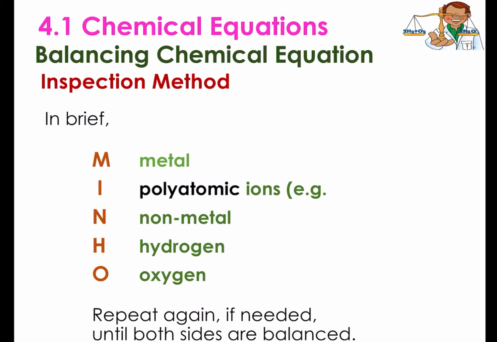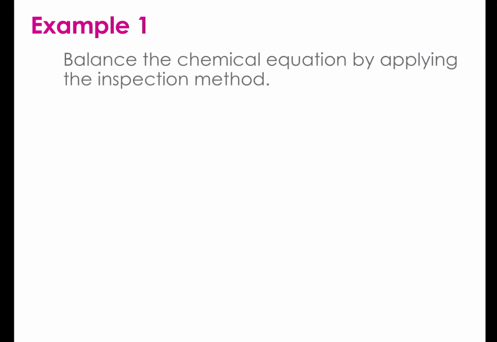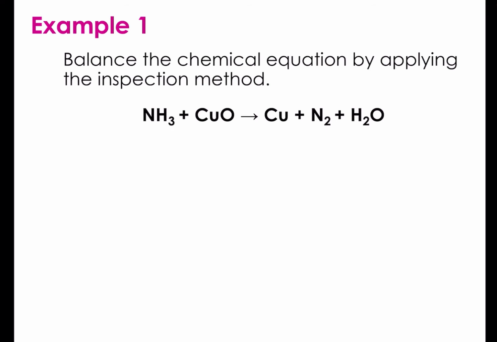So let's try one example how to use the inspection method by balancing the chemical equation. From here, I have NH3 plus CuO to produce Cu plus N2 and H2O. So how you want to balance this equation? First thing first, you use MINHO. So we are going to use these acronyms step by step.